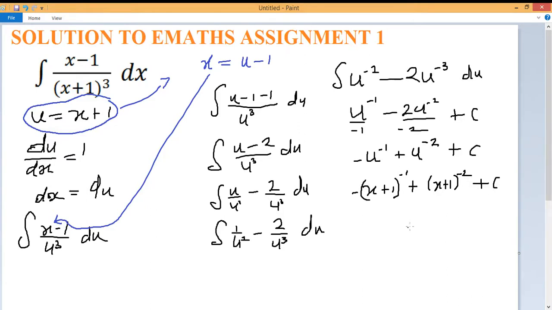You can use indices to rewrite this. This becomes minus 1 over x plus 1 plus 1 over x plus 1 squared, plus the arbitrary constant of integration. Okay, so that is that.